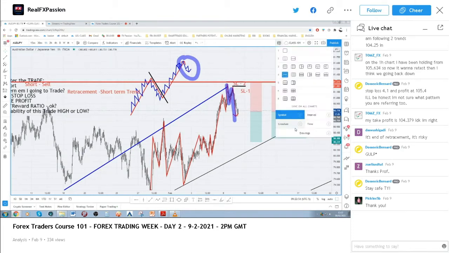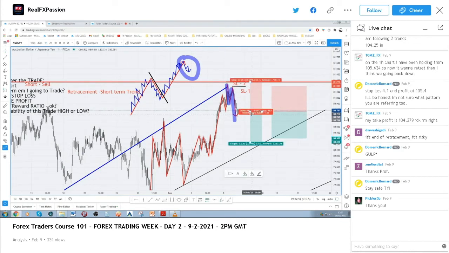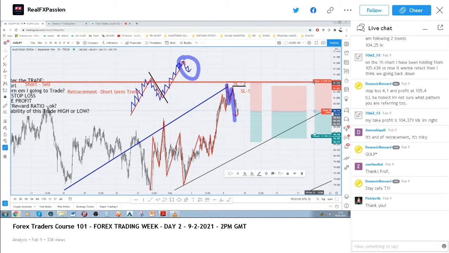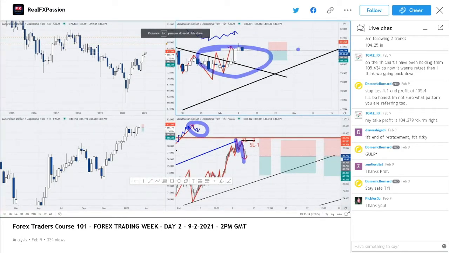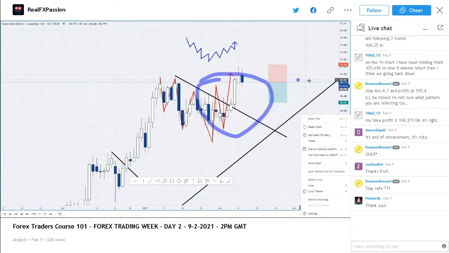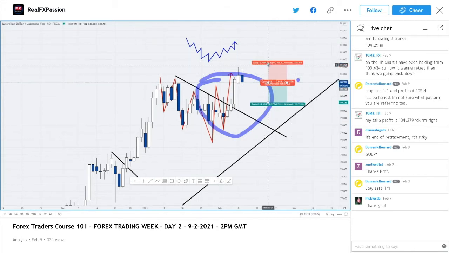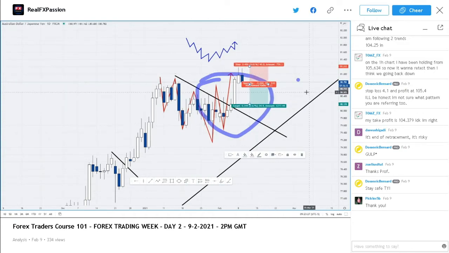Now, let's try to translate this. TradingView has a great feature, drawing. So we are going to put these drawings on the daily chart. So this is the stop loss and this is the take profit. And let's go on the daily one more time. Daily chart in here. So this is the stop loss and this is the take profit, everybody. What about now?